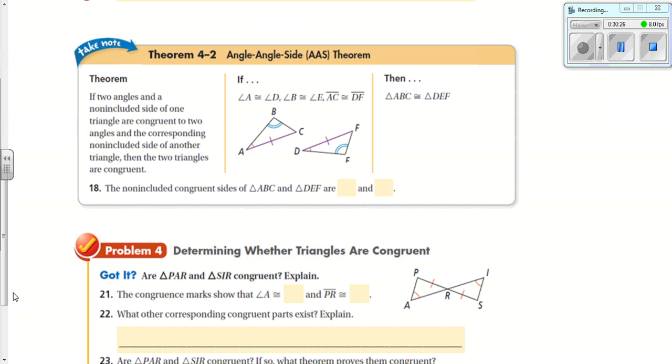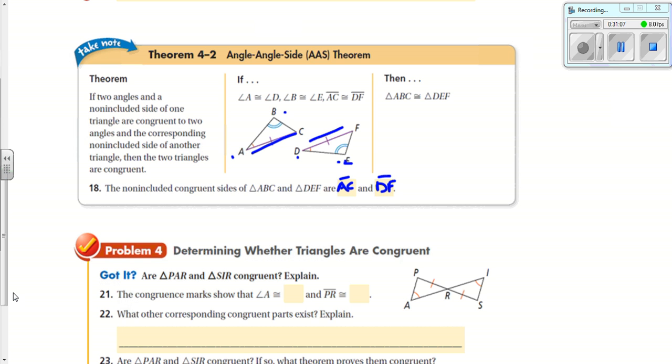All right, so our theorem states if 2 angles and a non-included side of one triangle are congruent to 2 angles and the corresponding non-included side of another triangle, then they are congruent to each other. So take a look at the diagram. If A is congruent to D and B is congruent to E, that's supposed to be an E, and AC is congruent to DF, then we conclude they're congruent. So the non-included congruent sides of triangle ABC and DEF are AC and DF.